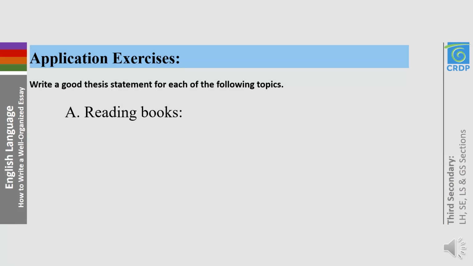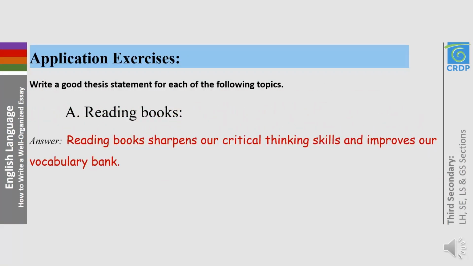Write a good thesis statement for each of the following topics. Reading books. Let's try together. How can we write a correct thesis statement here? For example, reading books sharpens our critical thinking skills and improves our vocabulary bank. Did I announce the topic? No. Did I write a complete sentence? Yes. Is my thesis statement too broad? No.